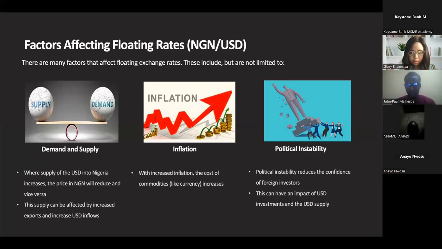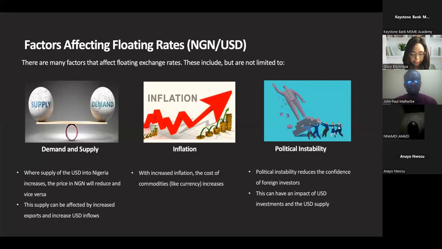Another one is political instability. If the political atmosphere is not stable, if foreigners cannot determine what is going to happen in a country, the business environment, it reduces their confidence, and then it reduces investments and all of that. And then there's a multiplying effect, which means that, of course, the supply of USD into the country will reduce, and then it affects exchange rates negatively. Next slide.